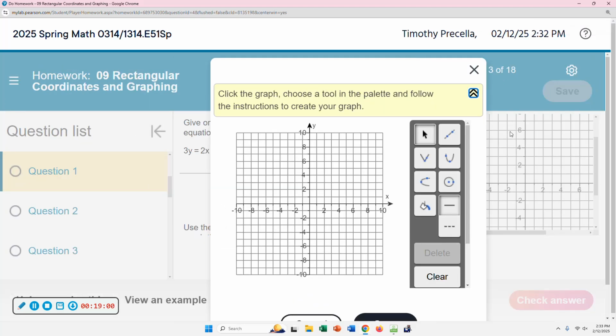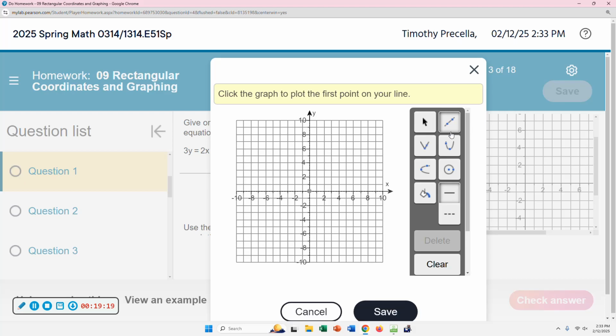Yeah, you can make it bigger. I'll probably have to make it smaller in a minute. But there it is, the line tool. If you look real closely, there are 2 blue dots and then the gray line. Those 2 blue dots are saying you're going to need 2 ordered pairs to draw your graph. You click that tool, and now let's see what the instructions say.